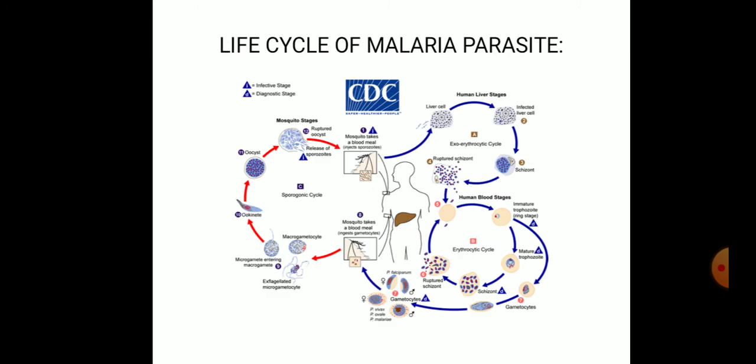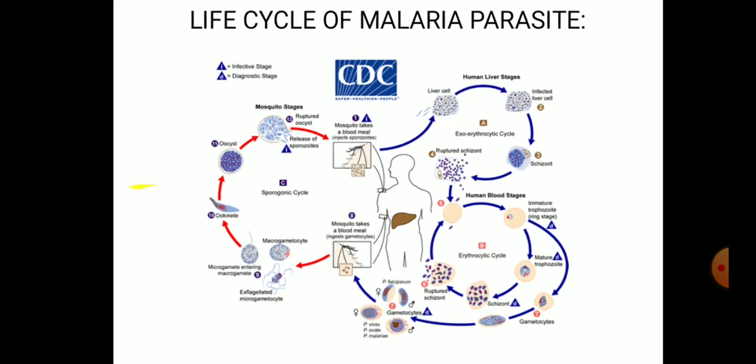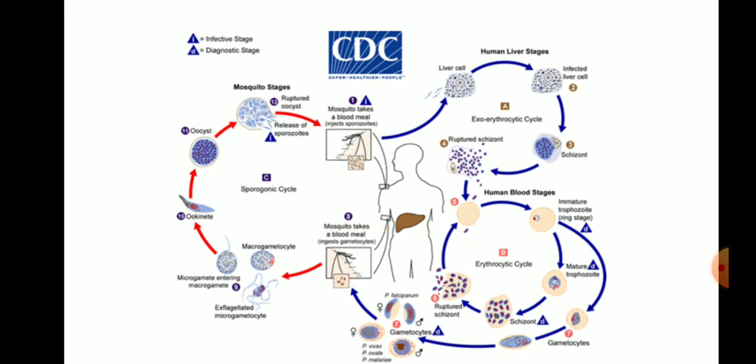Life cycle of malaria parasite. The life cycles of the Plasmodium species are similar. The life cycle begins when mosquito takes a blood meal and injects sporozoites. These sporozoites enter the liver. The infection of the liver and development of merozoites is called the exoerythrocytic stage.